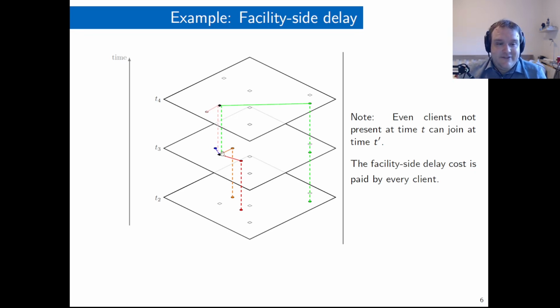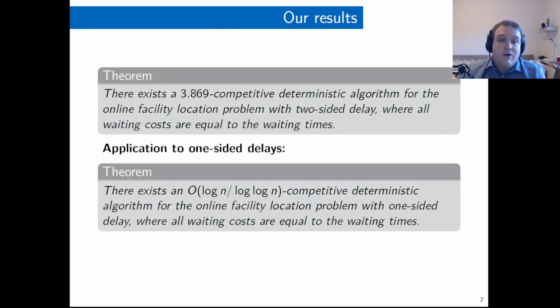So this is this facility side delay cost through which we can connect to a facility that's been opened in the past. And of course, we have the possibility of reopening it again and not paying this cost. That's up to the algorithms, right? So why is this two-sided delay model interesting? Well, it's interesting because we know a constant competitive algorithm for it.